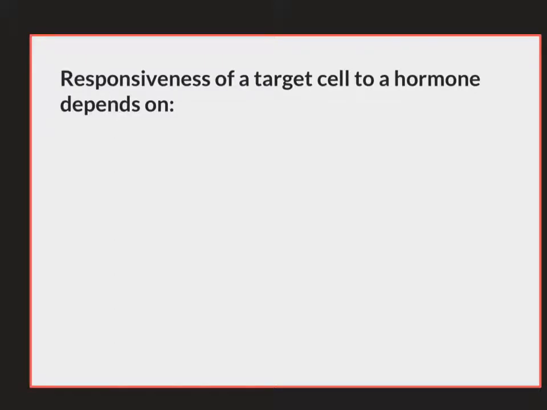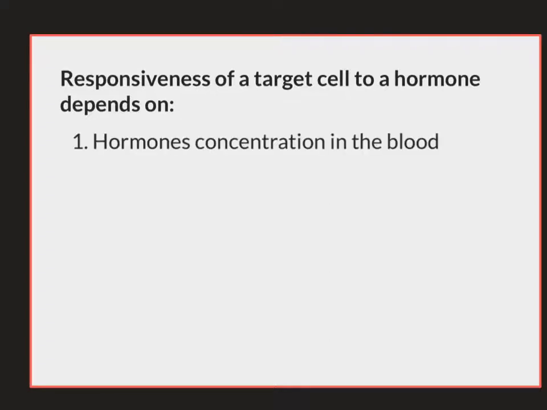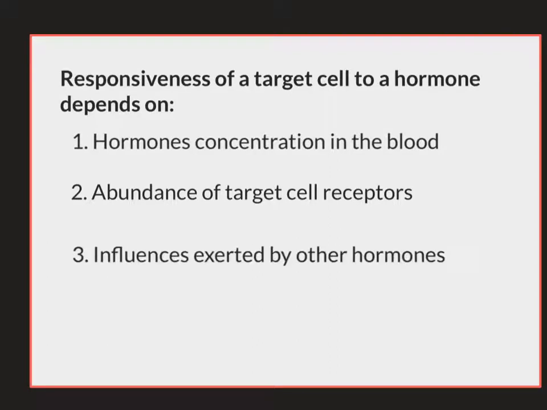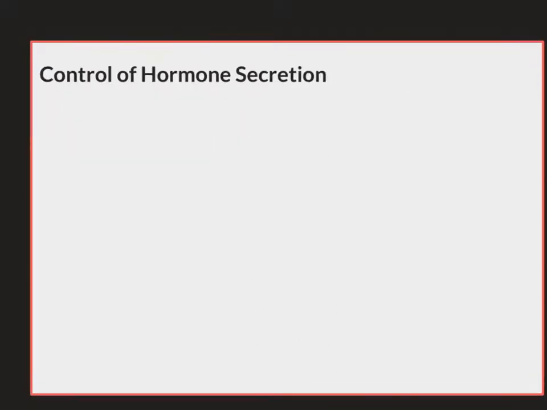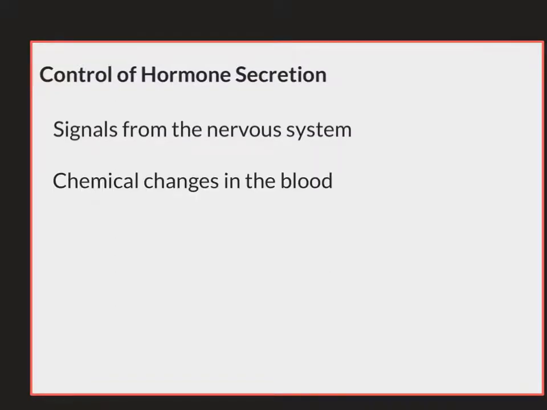Three factors are going to influence the responsiveness of a target cell to a hormone. They include the hormone's concentration in the blood, the abundance of target cell receptors, and the influences that are exerted by other hormones. Hormone secretion is regulated in 3 ways. 1, from signals from the nervous system. 2, by chemical changes in the blood. And 3rd, by other hormones. Most of the systems that are going to be used in regulating the secretion of hormones are going to work by negative feedback systems. However, there are a few that will operate by positive feedback systems.